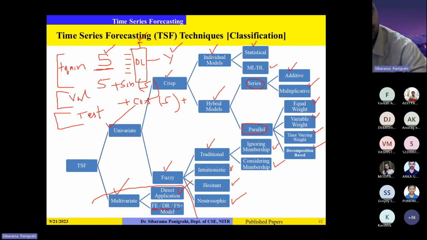Then after doing either feature engineering, dimensionality reduction, or feature selection, whatever features you are getting, you apply a machine learning and deep learning model on those features, right? I hope I have answered your question. Any doubt? Yes, sir.